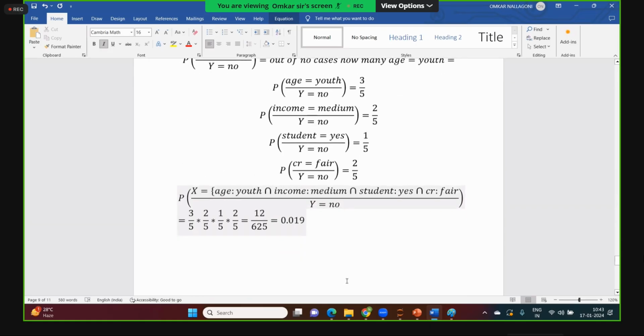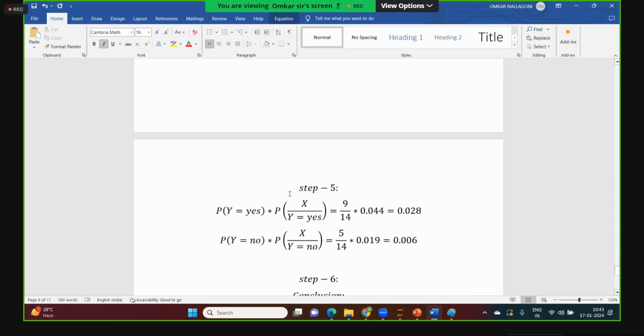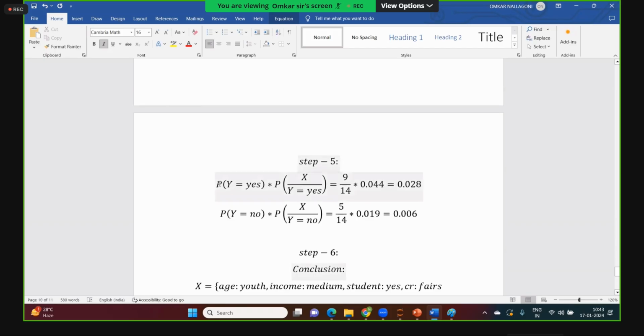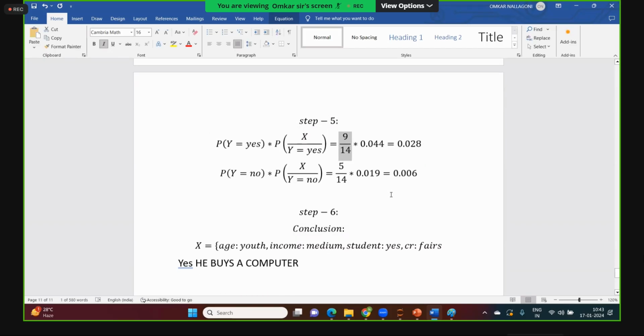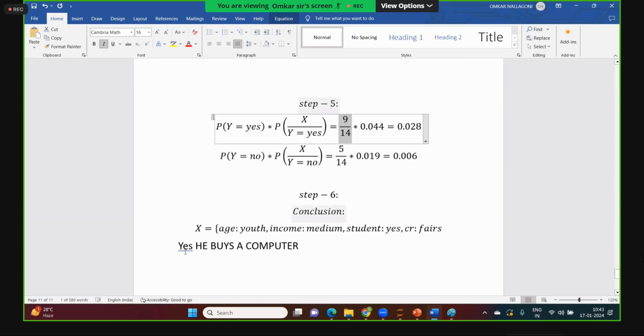You get 0.019. And finally, in step 5, the final formula, you multiply by the prior, and you get the conclusion that he buys a computer. So it is a JNTU 16 marks question. Nowadays it is a 16 mark question, but it will be taken care of by Python: read the package, save the package, fit and transform.